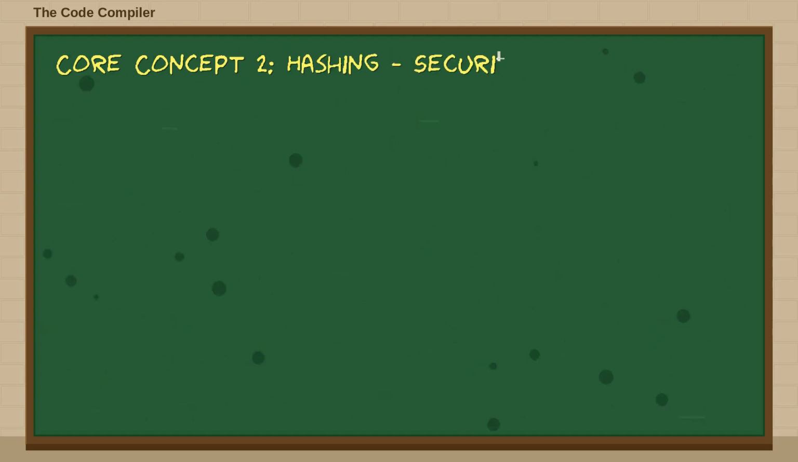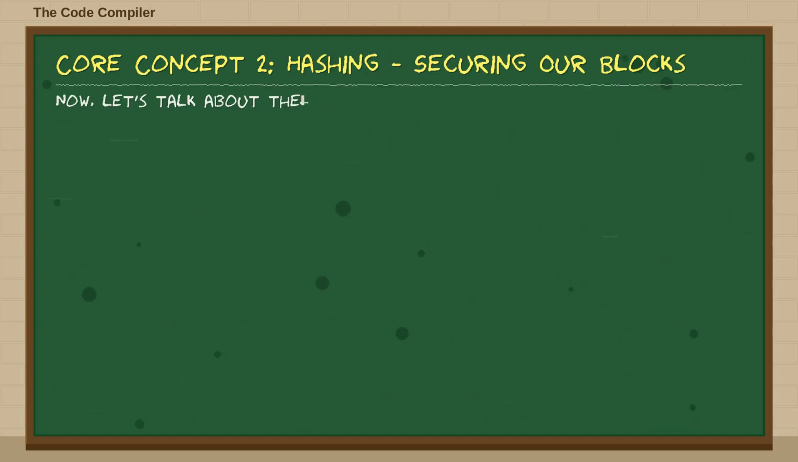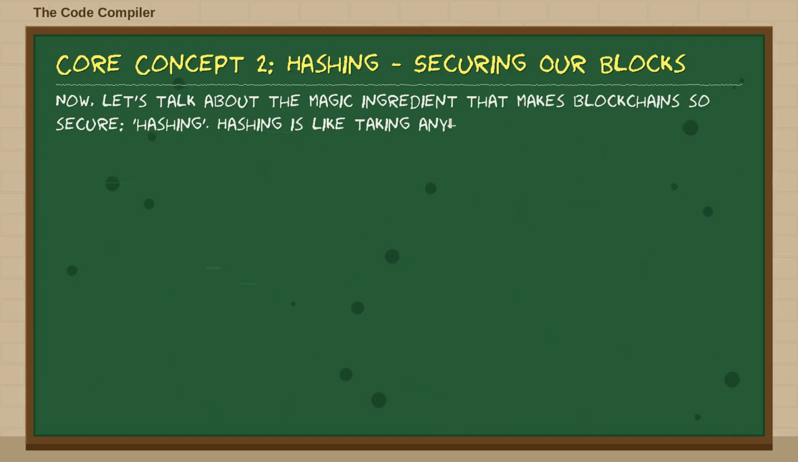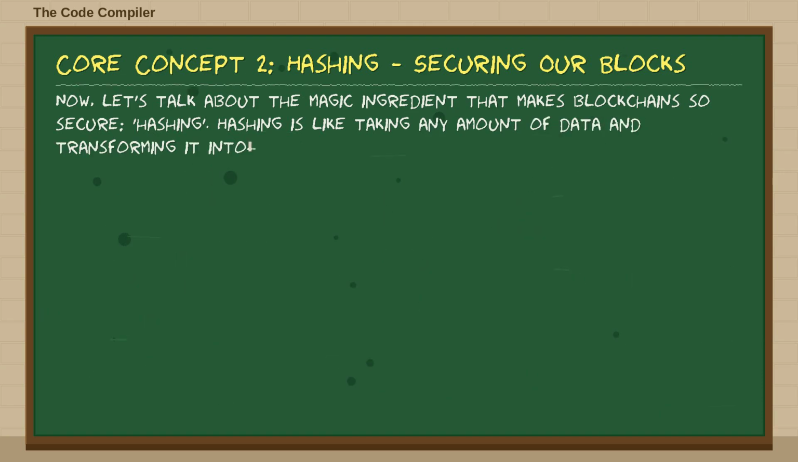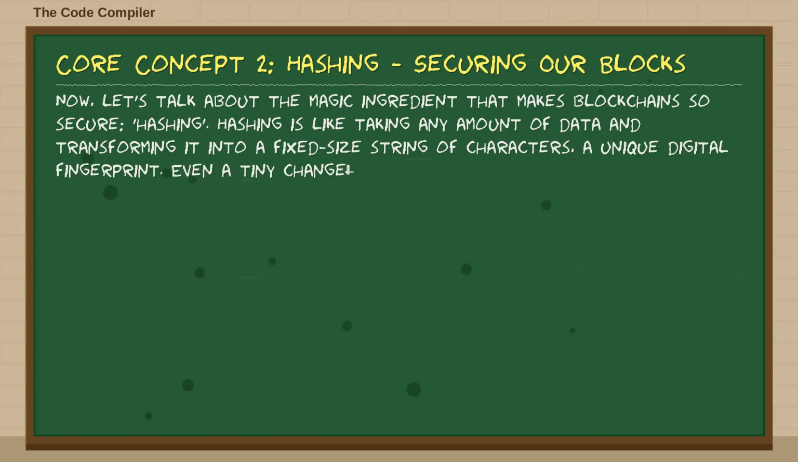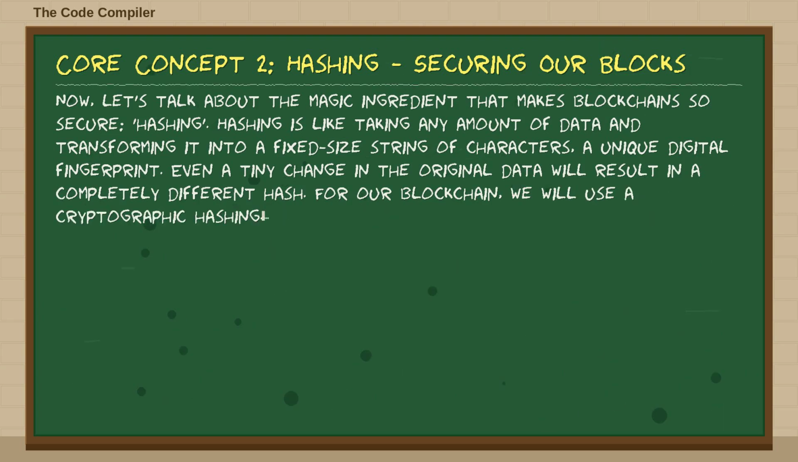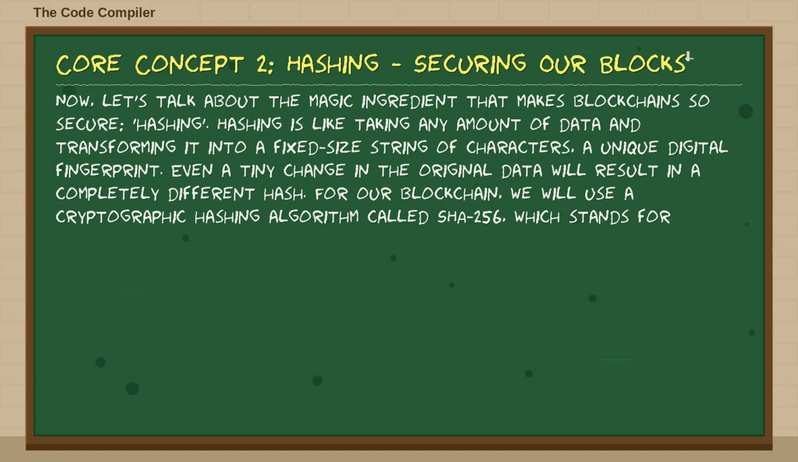Now, let's talk about the magic ingredient that makes blockchains so secure, hashing. Hashing is like taking any amount of data and transforming it into a fixed-size string of characters, a unique digital fingerprint. Even a tiny change in the original data will result in a completely different hash. For our blockchain, we will use a cryptographic hashing algorithm called SHA-256, which stands for Secure Hash Algorithm 256-bit. This algorithm is widely used for its security properties.